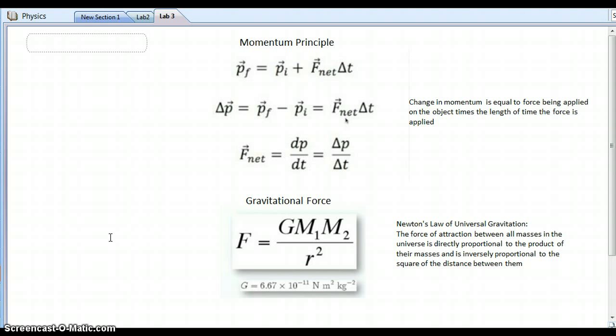Newton's law of universal gravitation states that there is a force of attraction between all masses in the universe. This force is quantified by the equation: force of gravity equals gravitational constant times the mass of object 1 times the mass of object 2 divided by the distance squared, then multiplied by negative r hat. This force is directly proportional to the product of the masses of the objects and inversely proportional to the square of the distance between them.